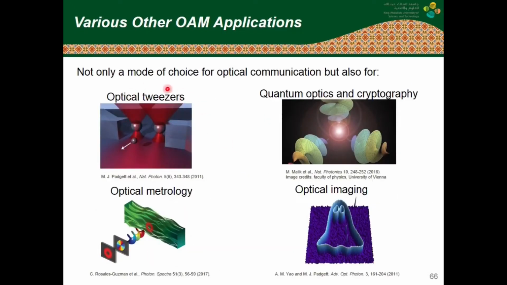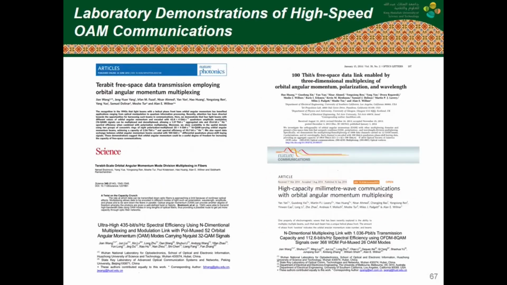OAM is not only a beam of choice for communication, but also a beam of choice for other emerging applications, such as optical manipulation and tweezing to move and manipulate tiny particles. Also, it's a beam of choice for quantum optics and high dimensional entanglements for quantum key distribution applications. It's also a beam of choice for optical metrology and remote sensing to measure surface profiles, for example, and for optical imaging and ghost imaging applications. Thanks to OAM, terabit per second laboratory transmissions have been reported in the literature.